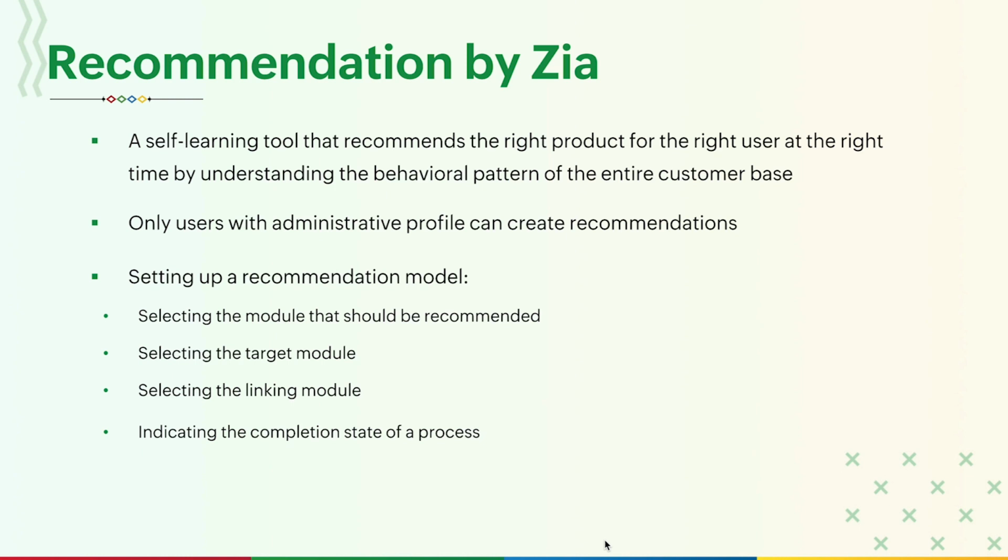Recommendation by Zia. Research from Accenture revealed that a staggering 91% of customers are more likely to shop with brands who acknowledge, remember, and present relevant offers and recommendations to them. Another study showed that product recommendations account for up to 35% of Amazon's total revenue. Source: Accenture.com and McKinsey.com.